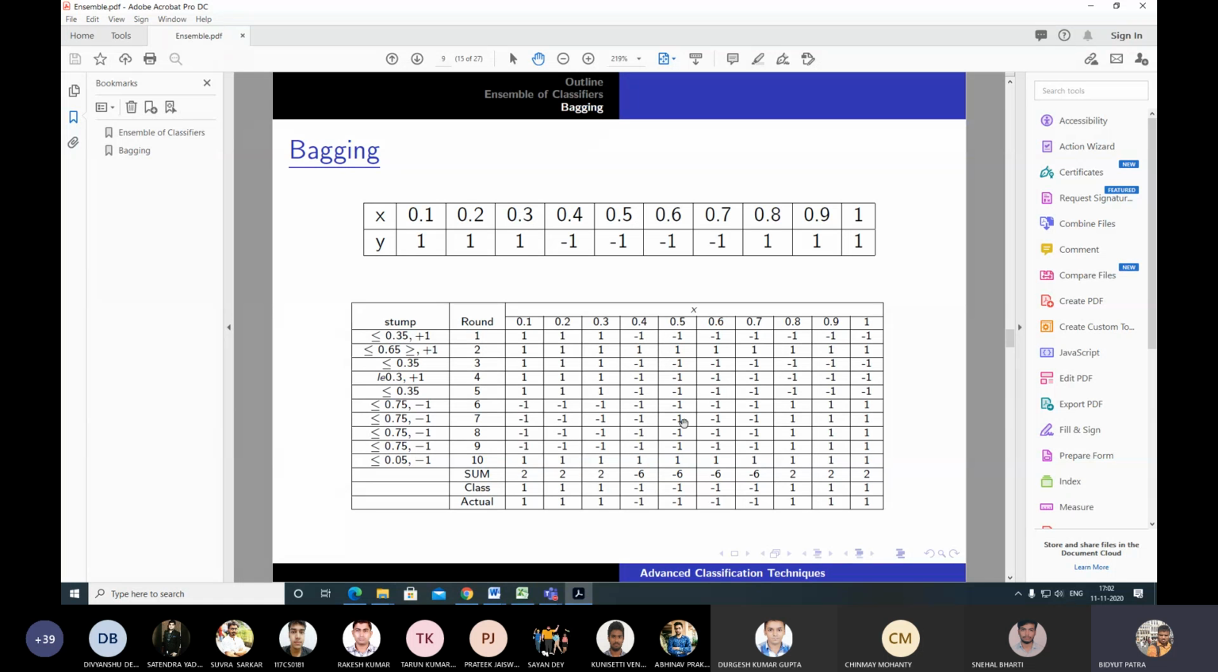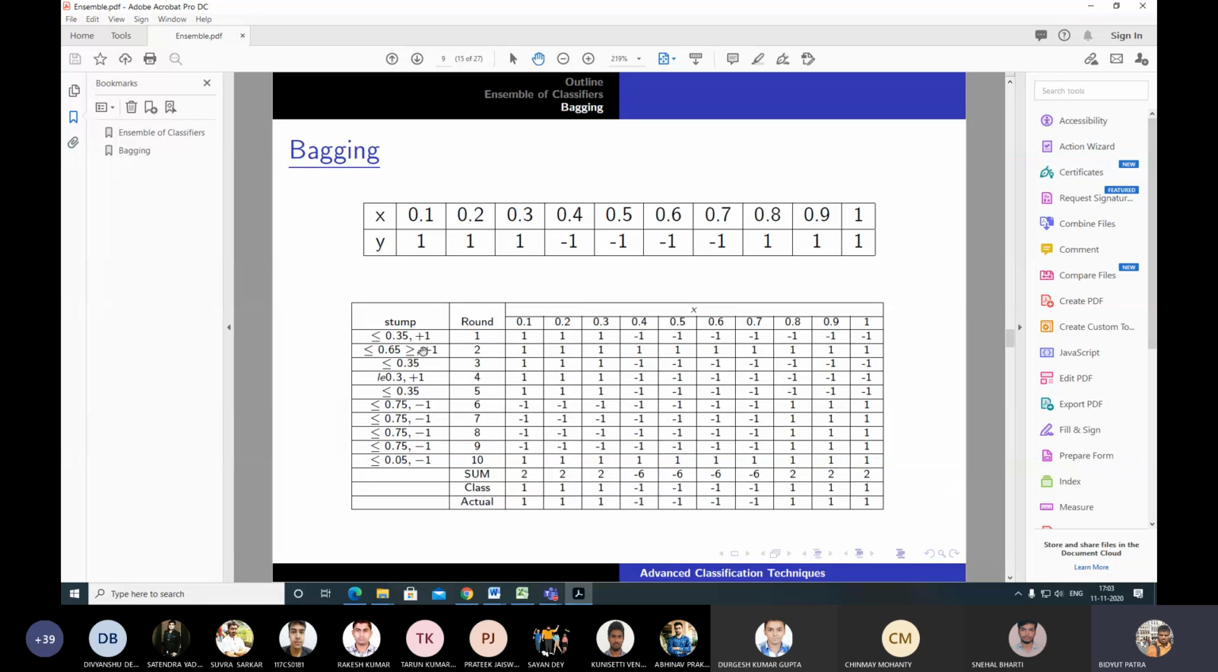Okay. Here if you add, you see 1, 2, 3, 4, 5, 6, 7, 8, right? 8 minus 8 plus 2. So you will get -6. -6 means negative, so you write -1. Now this is the class label combining all the decision stumps. And what is the actual? Actual is 1. You write it here. Actual is 1. Actual is 1. -1, -1, -7 is -1, and so on.